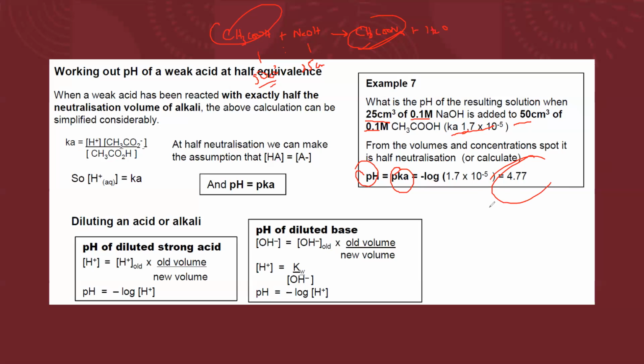This is the concept of half equivalence point, which is used to work out the pH of weak acids. Any doubt till now?